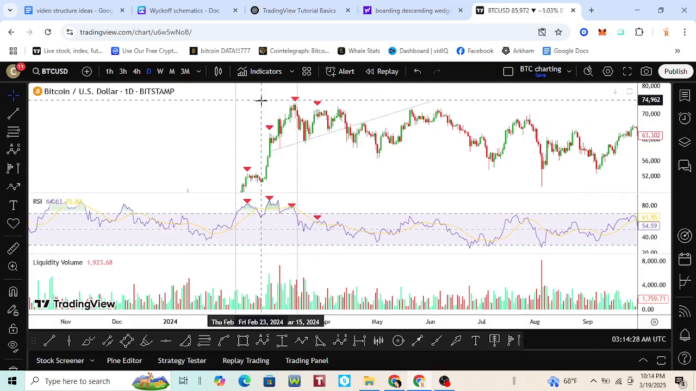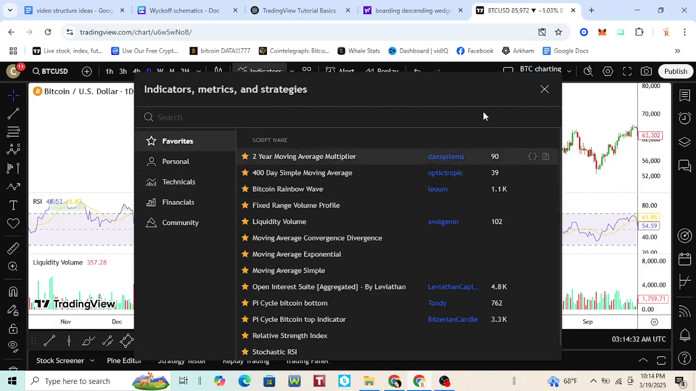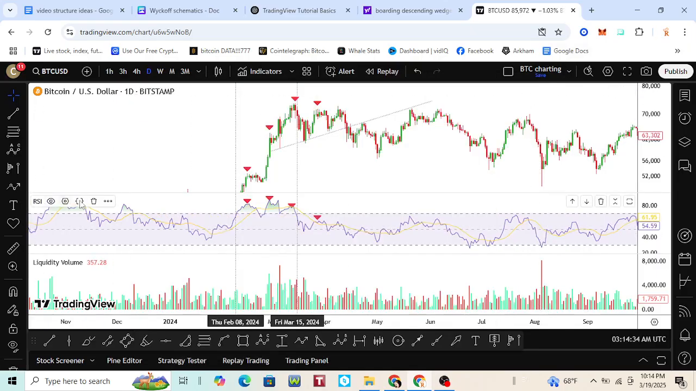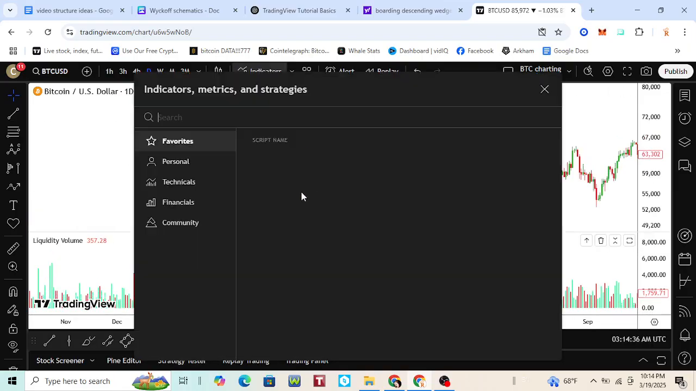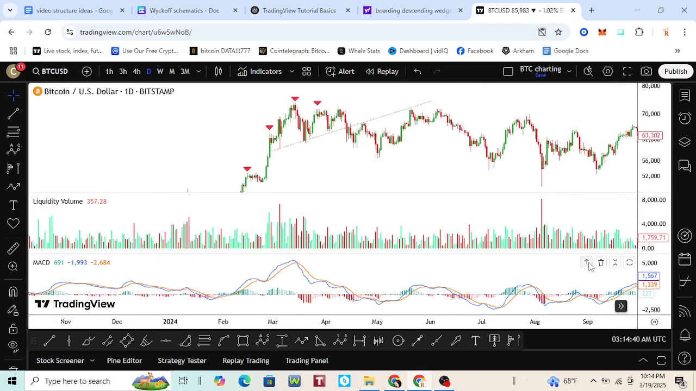And if you were to look at the MACD the exact same way that we looked at it for the bottom of the chart, it would be showing you the exact same thing. So let me get rid of the RSI real quick. We can look at the MACD. Let me move this one up.